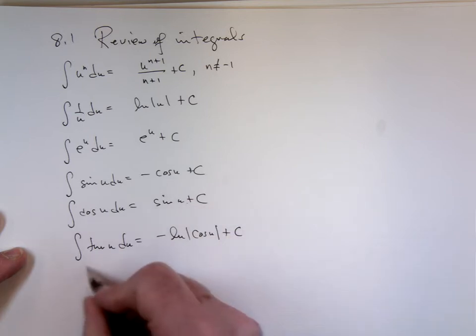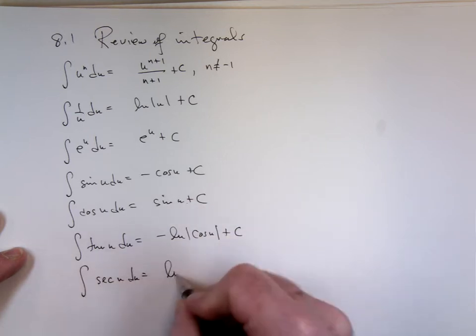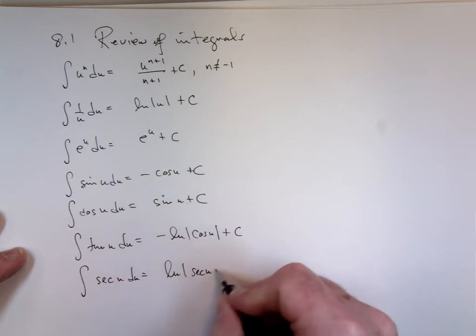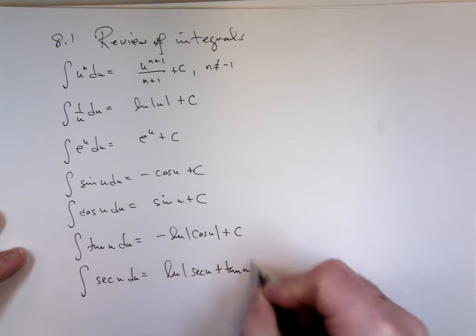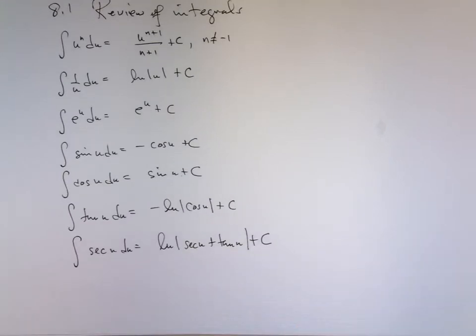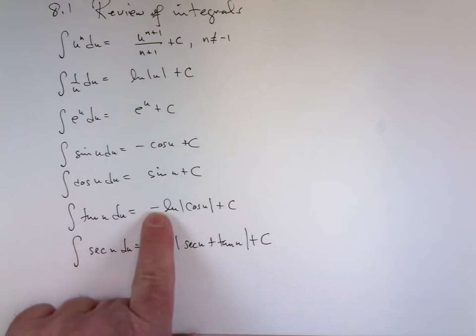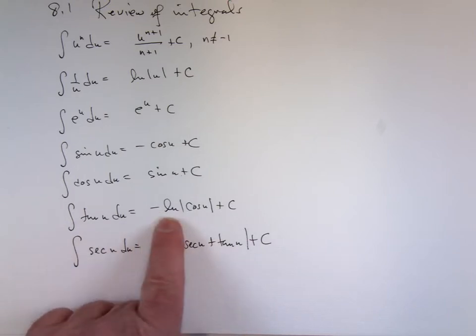You should know the integral of secant u. Natural log, absolute value, secant u plus tangent u plus c. Now, I'm not going to list cotangent and cosecant. However, if you had to, hopefully you could figure out the integral of cotangent by using that little trick of cofunctions. The integral of cotangent would be a positive, take the opposite, natural log sine.